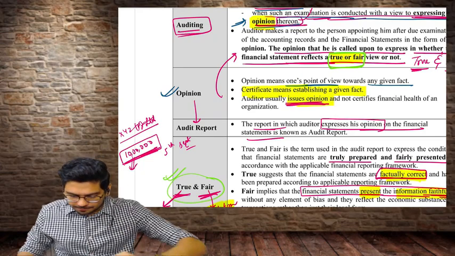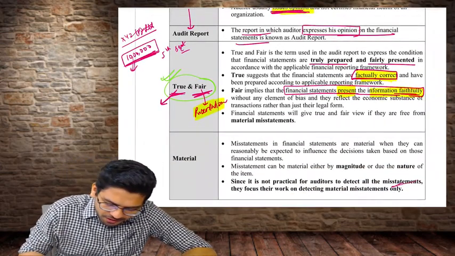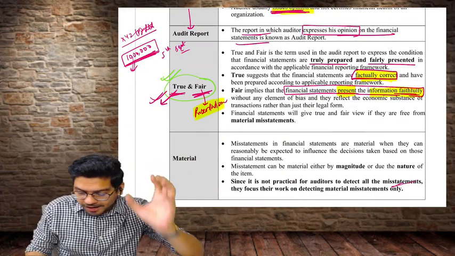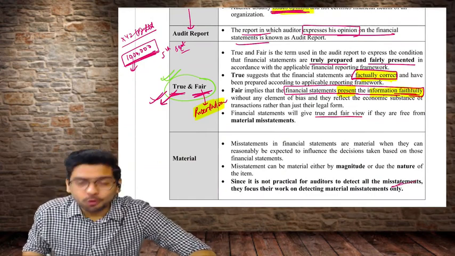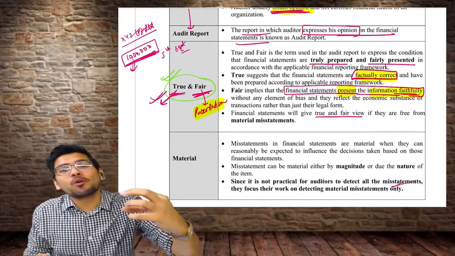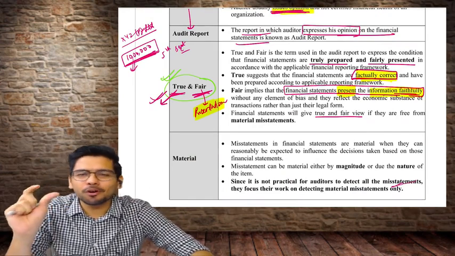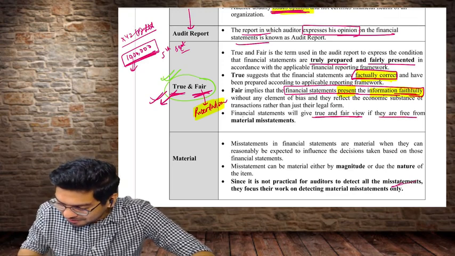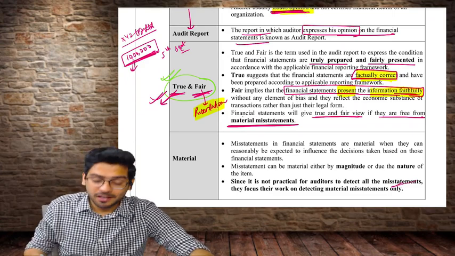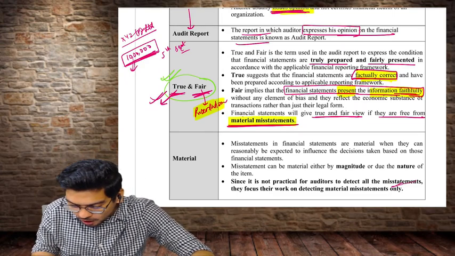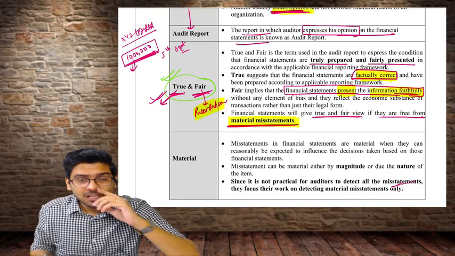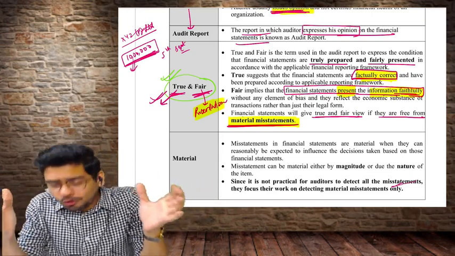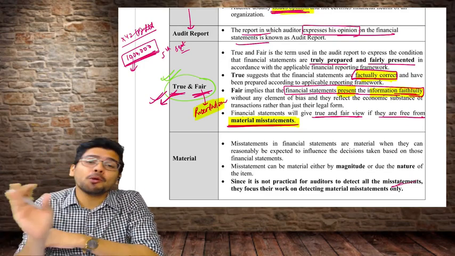Okay, now again, coming to this point, true and fair view. One more important line that we have to cover here is that financial statements will give true and fair view. When is the financial statement going to give true and fair view? We have one more important term to understand here. Financial statements will give true and fair view if they are free from material misstatements. Again, there is one more technical word which you have to understand. This line says that the financial statements will only give true and fair view when they are free from material misstatements.